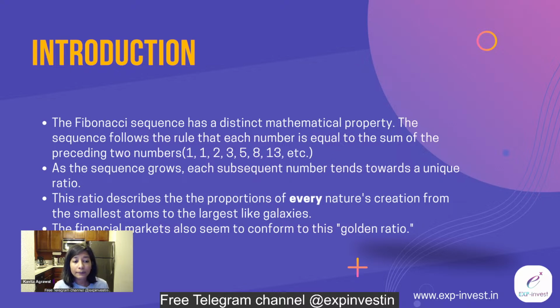Now, we said that each subsequent number grows and they all tend towards a unique ratio. This ratio is commonly found across nature's creations, from the smallest of atoms to the largest of galaxies.